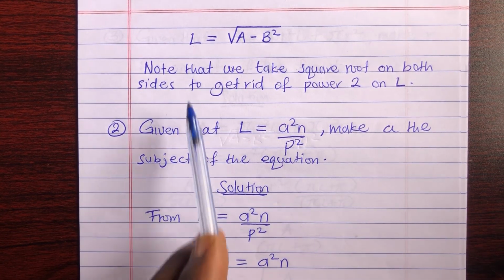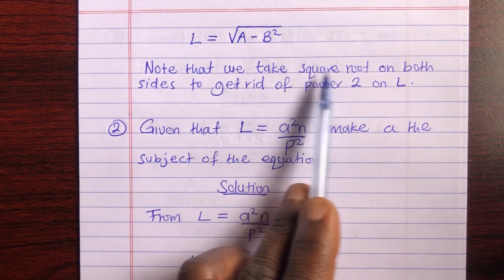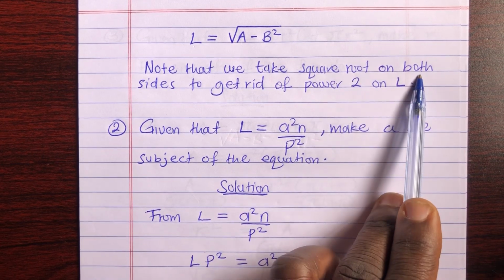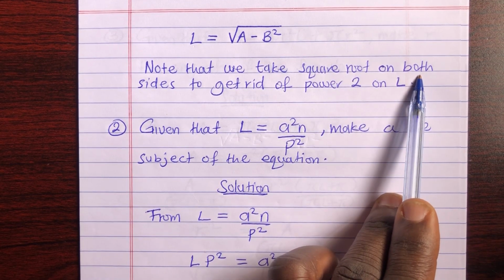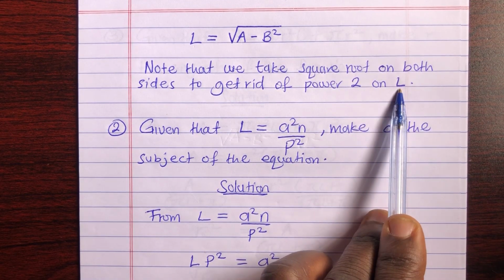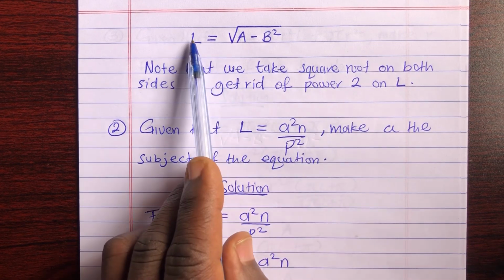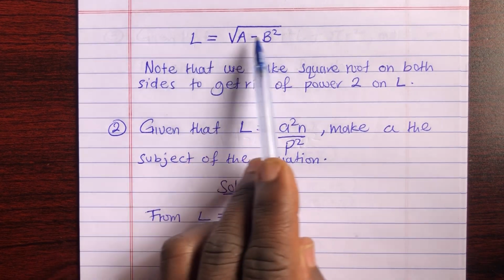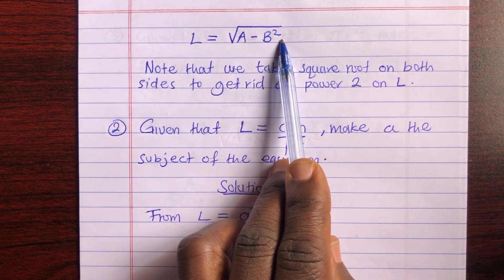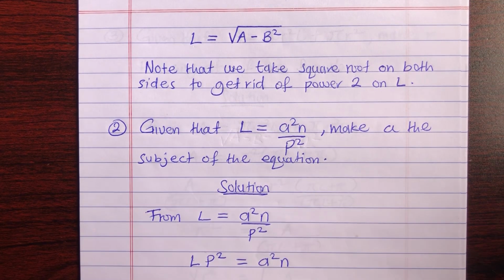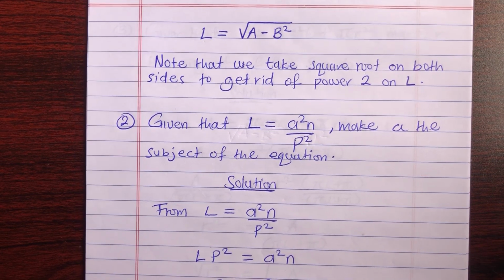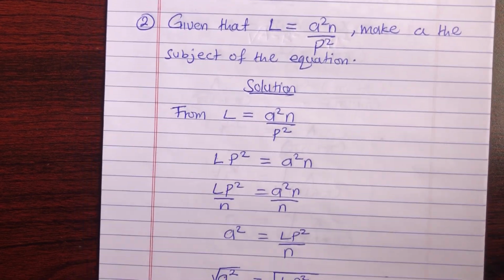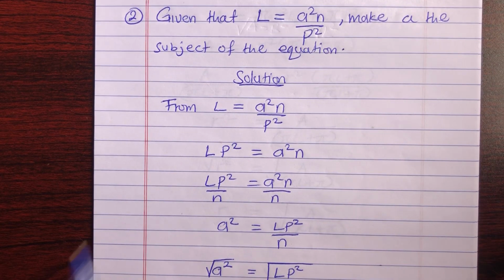However, we have to note that we take the square root on both sides to get rid of the power 2 on L. What you do on one side is what should be done on the other side, so that they are affected equally. So we have to take note of that. Let us go to our second example.